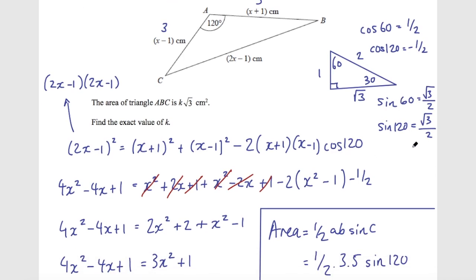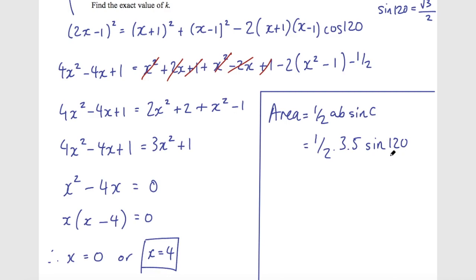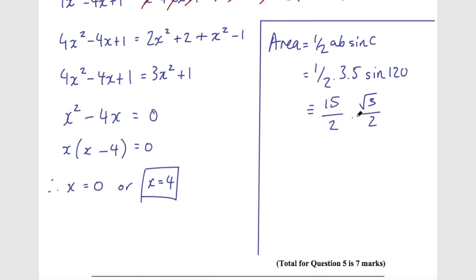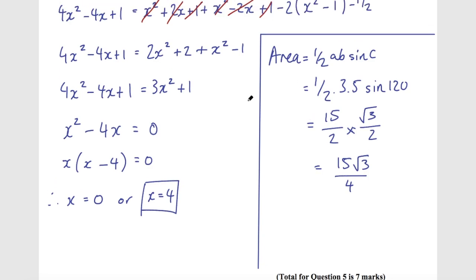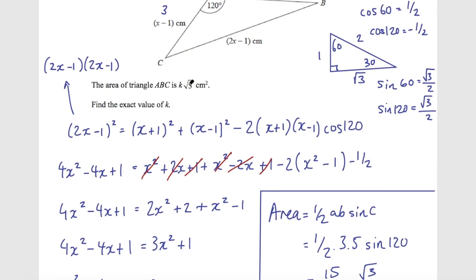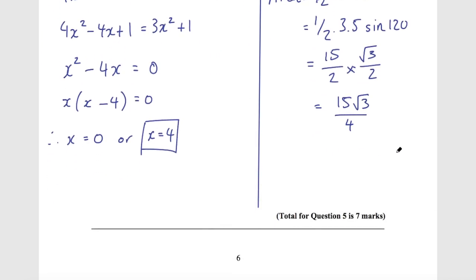But anyway, you could always, as I said, put that into a calculator and you would get root 3 on 2. So the sine of 120 is root 3 on 2. So this is going to be 15 on 2 times root 3 on 2. And then we can multiply everything essentially. So this is going to be 15 root 3 on 4. And what they're asking here, they've told us the area equals k root 3 centimeters squared. So in this case, well, we've got the root 3, so k must be 15 on 4.